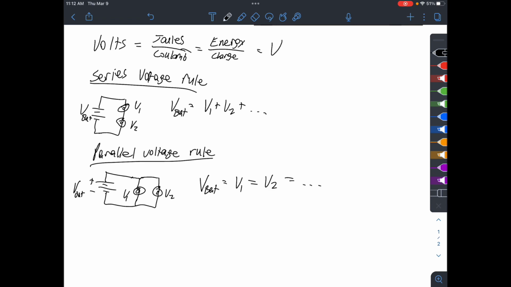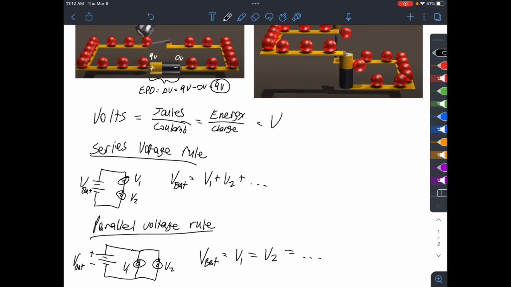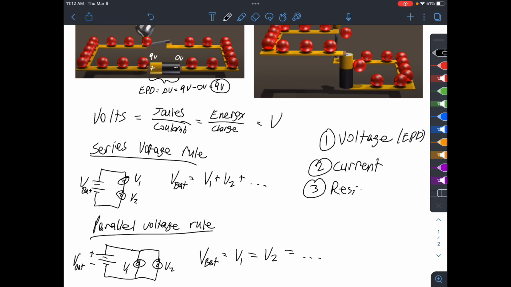So in the next set of notes, we will be talking about the other two of our big three variables for circuits. One of them is voltage, or EPD. Second is current. And the third is resistance. Done with this one today.